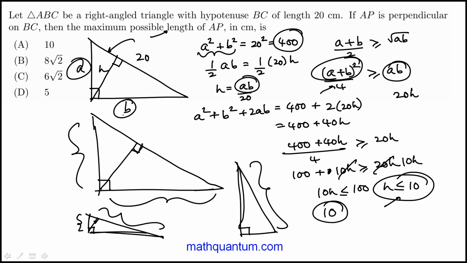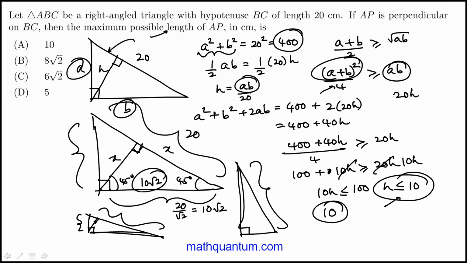And that means that if this is 20 and it's a right isosceles triangle, this would be 20 over root 2, which is really 10 root 2. Now if you look at this triangle here, this side is 10 root 2, that's 45. So this is x, this is x, this is x root 2, which means x must be 10. And that is actually exactly the length AP that we're talking about. So the maximum value is 10. And that happens when it's a right isosceles triangle.